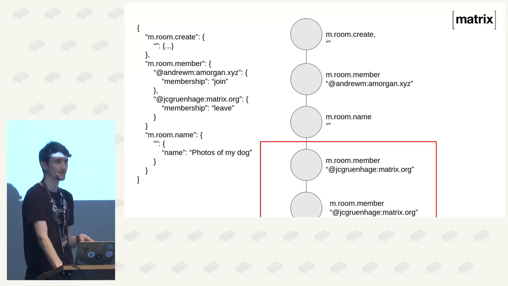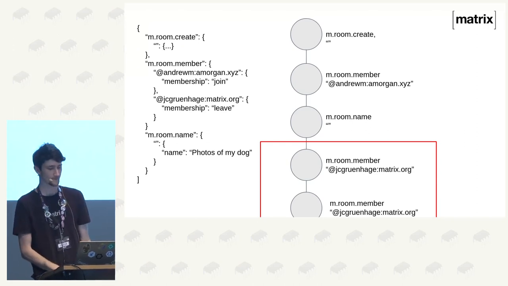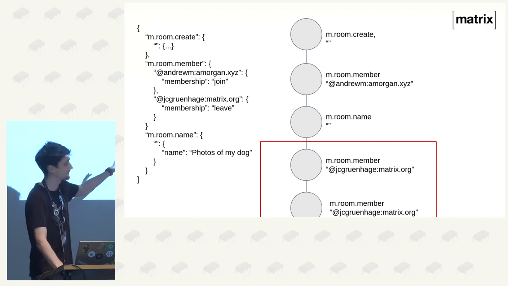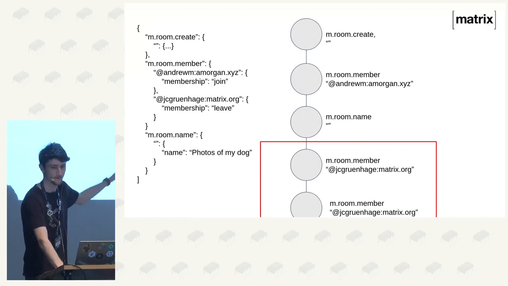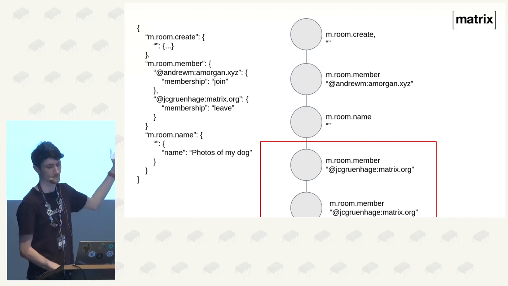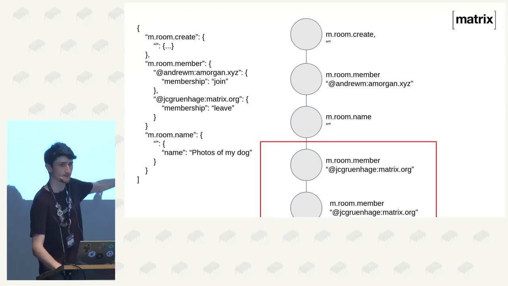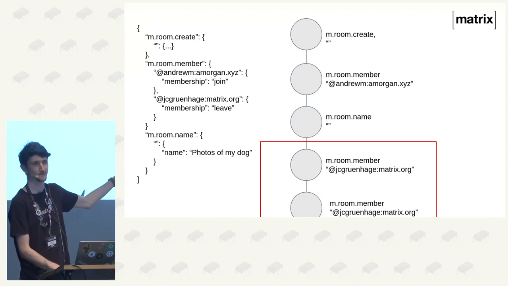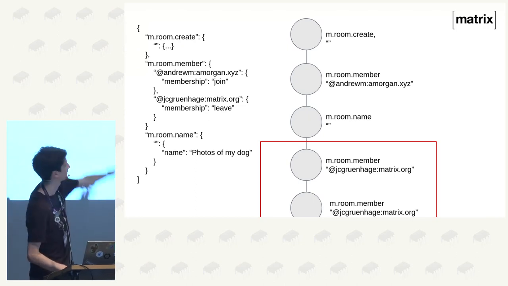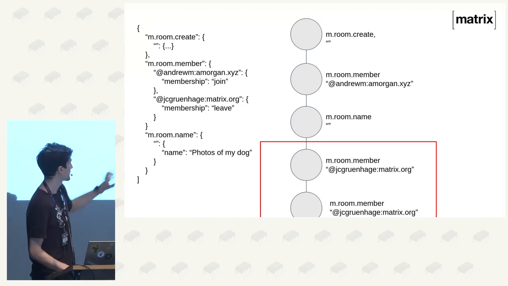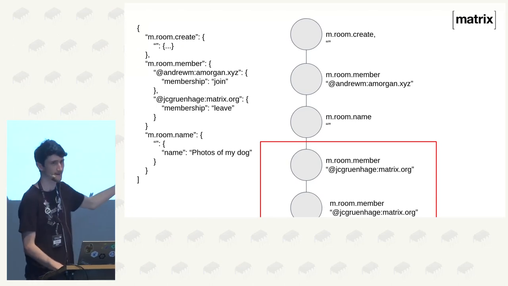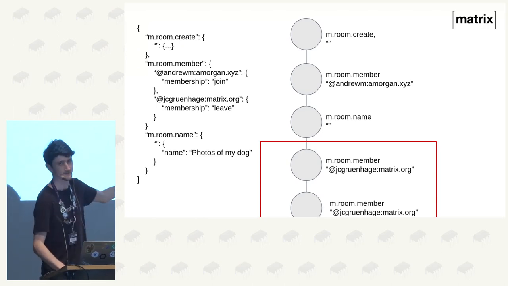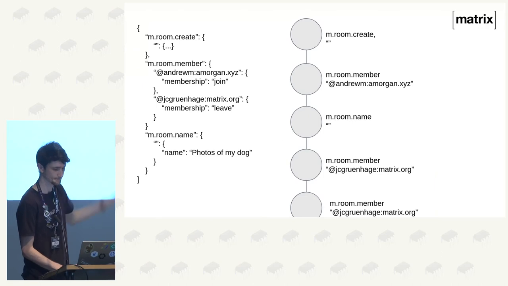But what's interesting in this very contrived example is that we now have two state events that effectively cancel each other out. Because one was for a join and then one was for a leave, yet these two are always going to remain in the DAG. DAG stands for directed acyclic graph. That's what we're starting to build here. And because this is an append-only data structure, this is just going to stay in here forever.